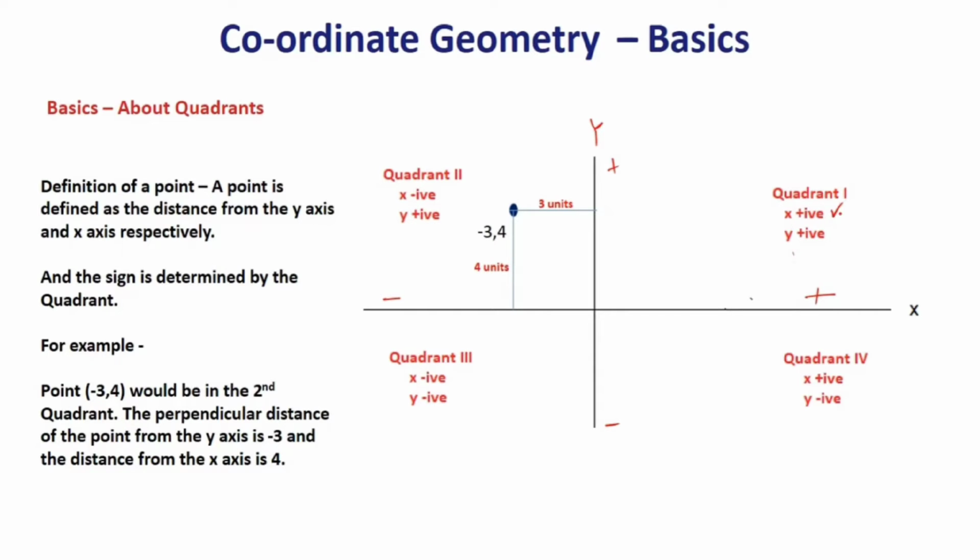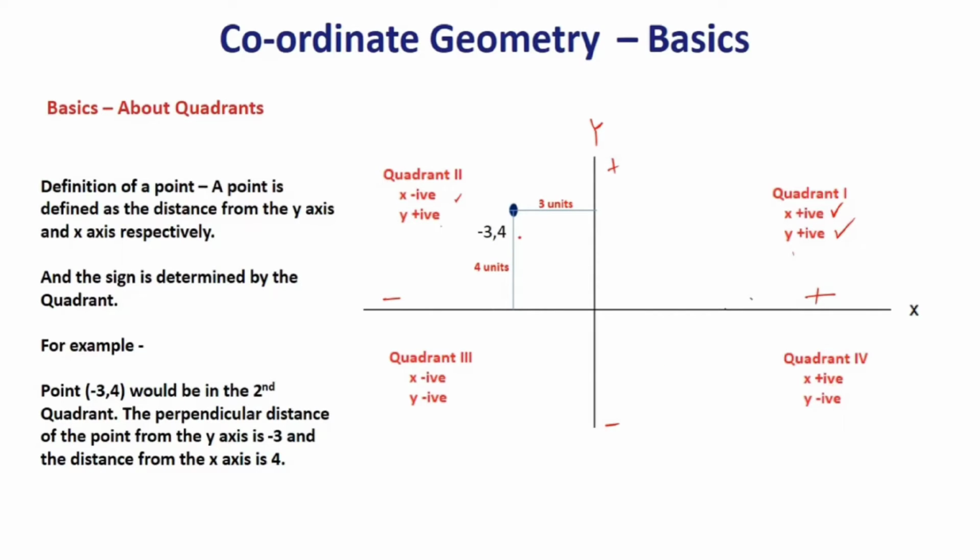Quadrant 1 where x is positive, y is positive. Quadrant 2 where y is positive, x is negative. Quadrant 3 where x is negative, y is negative. And finally the fourth quadrant where x is positive and y is negative. So that is how you define any point.